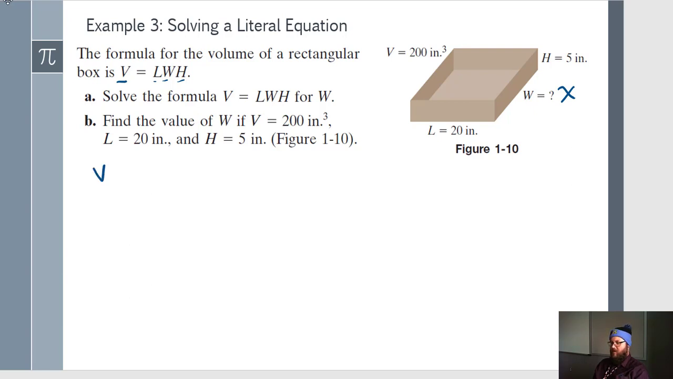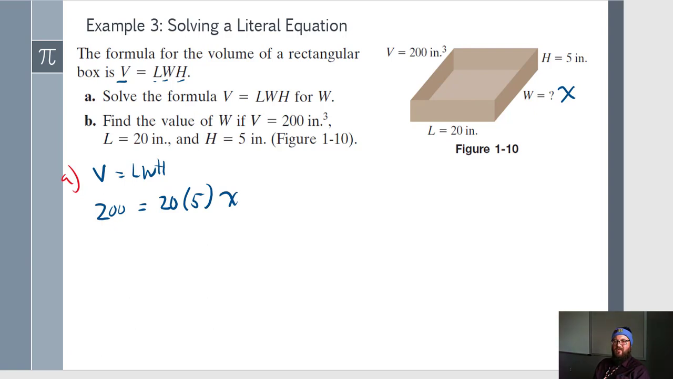So if we know all those values and we're looking at, well, this is A. And if we're looking at volume equals length times width times height, and we know that our volume is 200 inches cubed, we know our length is 20, and we know our height is 5, but we don't know width. All right? So that's what we're going to try and figure out.